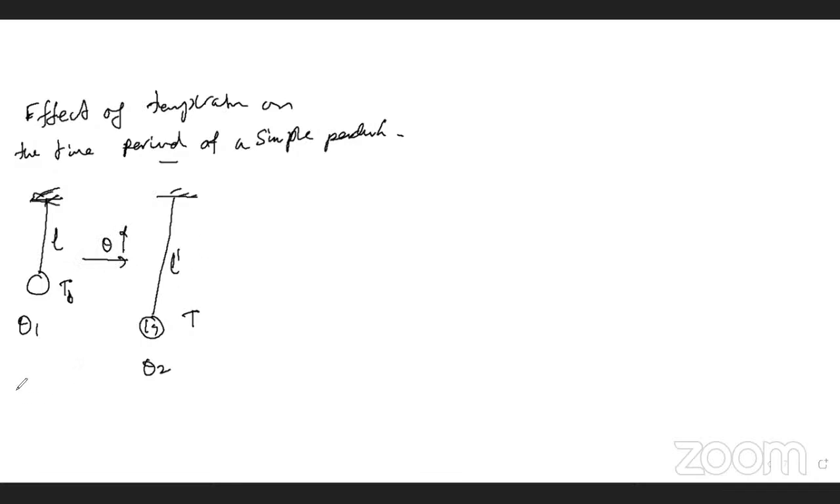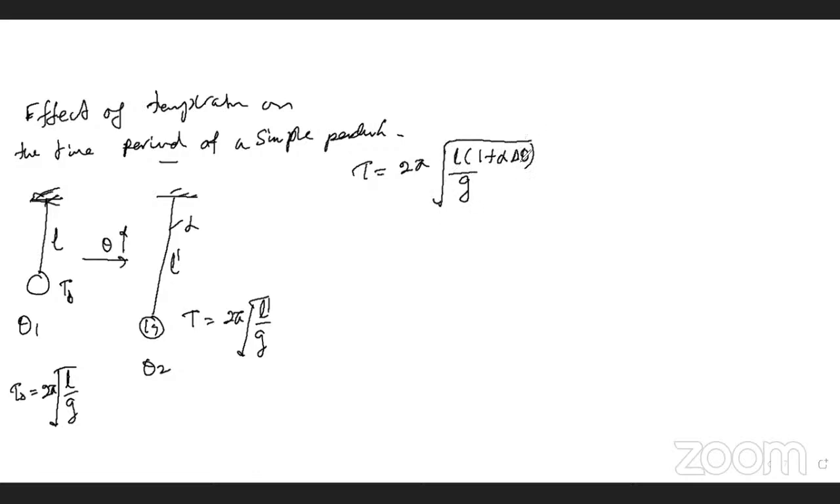So this time period you can write as T naught equals 2 pi square root of L over G. And here the time period you can write as T dash equals 2 pi square root of L dash over G. The expansion coefficient of this material is alpha, so L dash is the initial length L plus alpha delta theta, over G. The square root of this, L over G, is equal to T naught, so you can write T naught times 1 plus alpha delta theta to the power half.